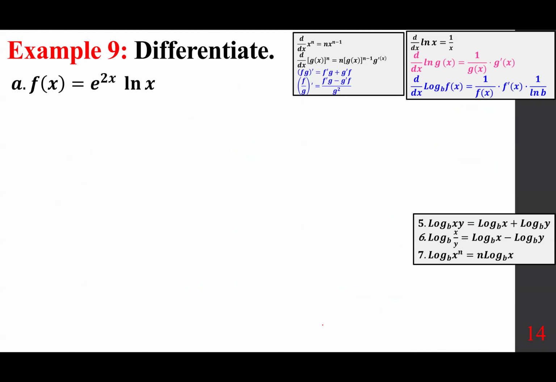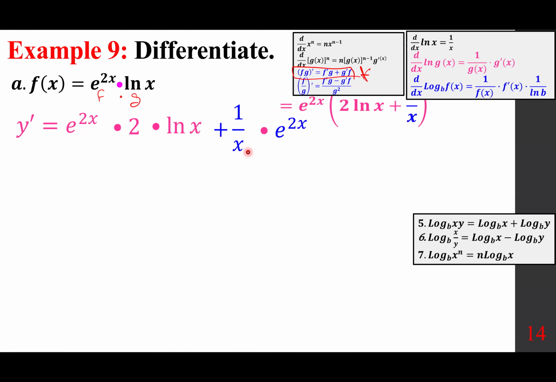We want to differentiate, and we notice it is the product of e to the power of 2x and ln x, and we say, okay, we are dealing with fg, and therefore we are going to use the product rule, f prime g plus g prime f. E to the power of 2x is itself when you differentiate, times 2, and then times g, ln x, plus g prime, which is 1 over x, times f, which is e to the power of 2x. Notice between the two, e to the power of 2x is in common. If you take it out, this gives you 2 ln x, and this gives you 1 over x, and you're done.